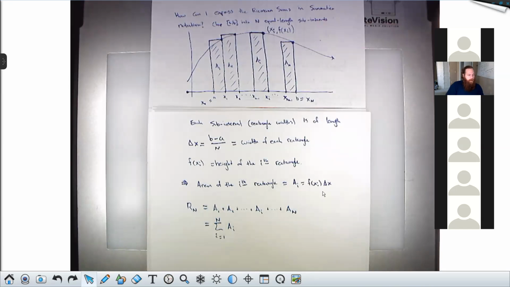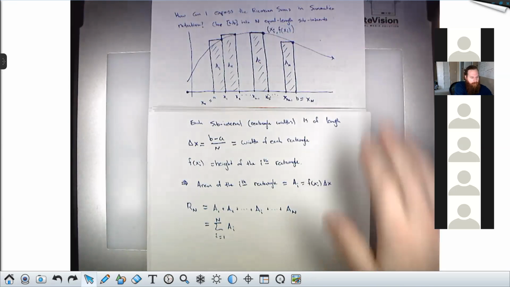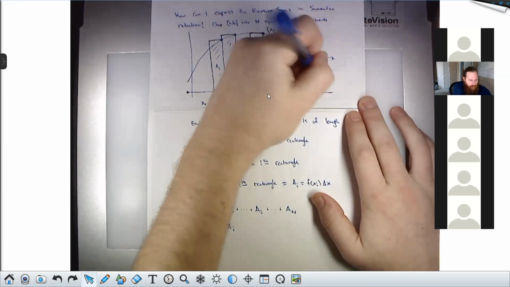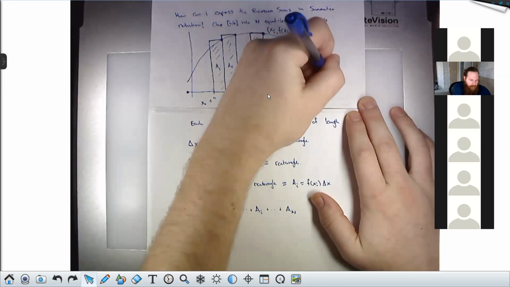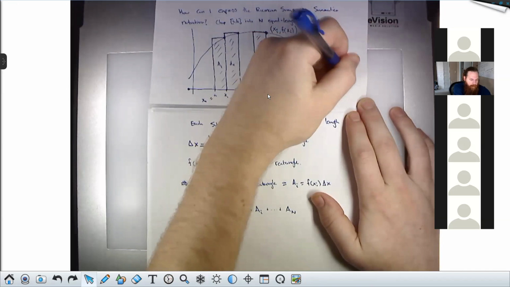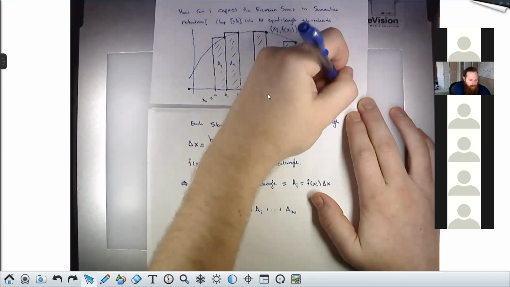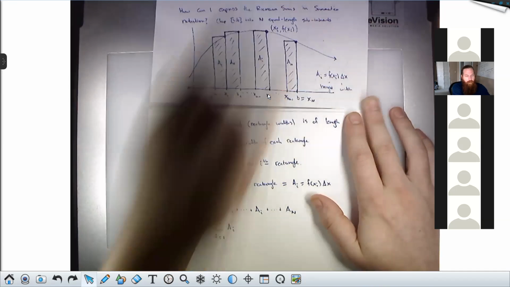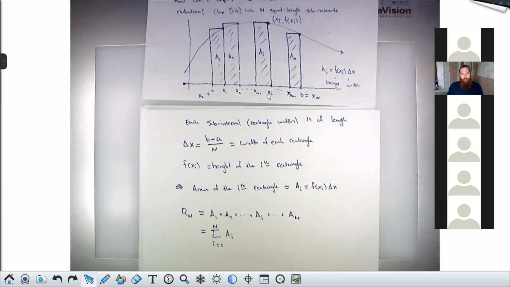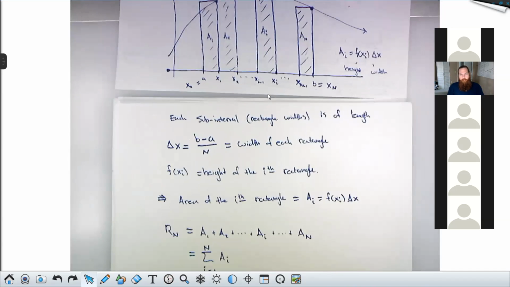But then I have a formula for Ai. Ai has to be f of xi, the height, times delta x. So we can sneak this in over here. Ai is the height, which is f of xi, times delta x. This is the height. This is the width. And the area of a rectangle is always its length or height times its width.